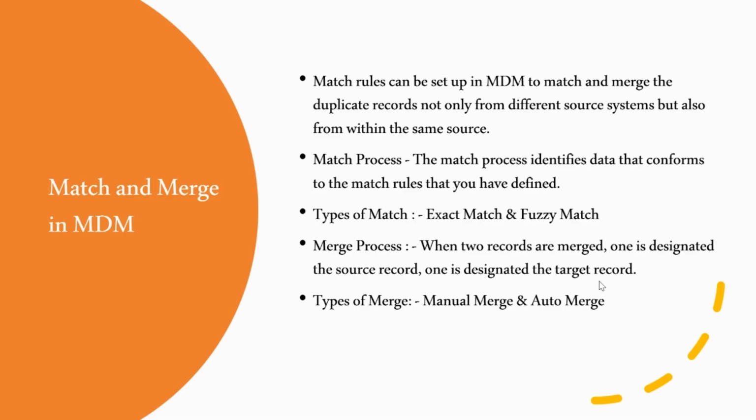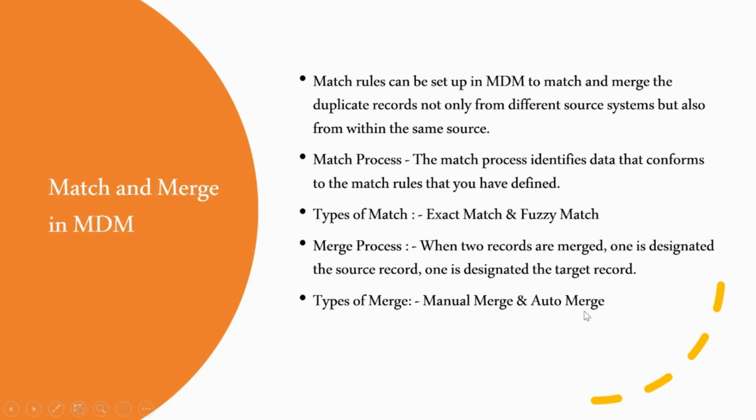So there are two types of matching: exact match and fuzzy match. Exact match means when exact values are matching. I mean, when a complete full name matches another full name, then we call it an exact match. Fuzzy match means when some percentage matches with the other record. Like 90% of the data is matching, then we use fuzzy match.